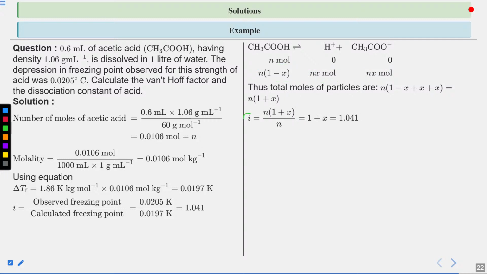Now i has already been calculated here. If you put these values here, n will be 2 in case of acetic acid, as 2 particles are getting dissociated from one particle of this acetic acid. So if you take the value of n as 2 and try to calculate x from here, if your i value is 1.041, then you will get your x as 0.041.